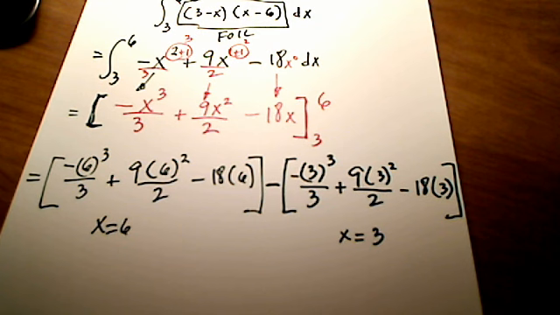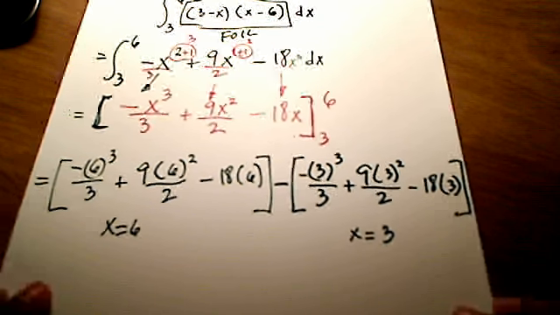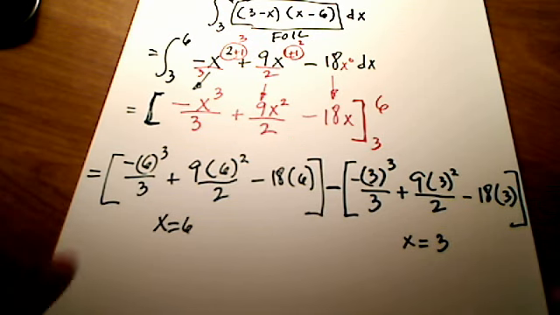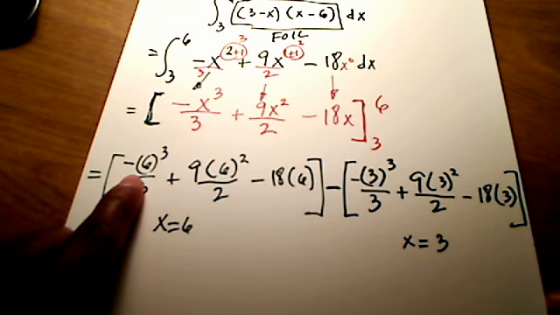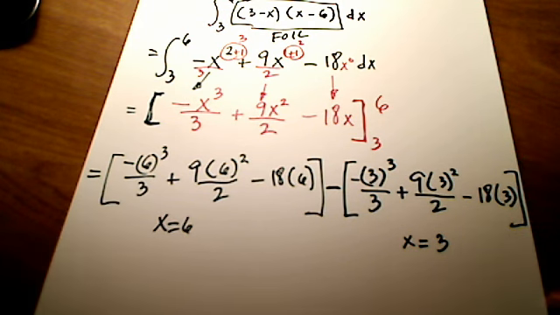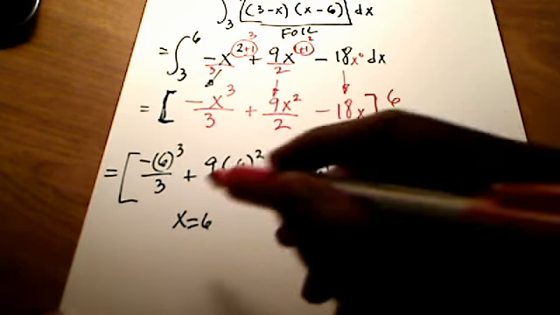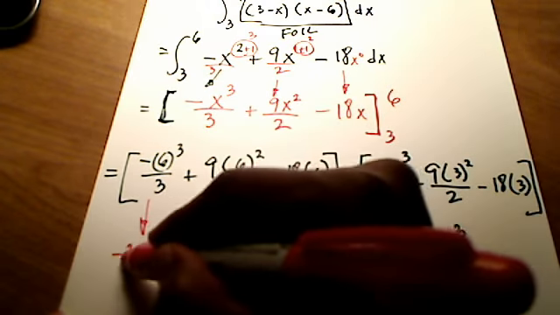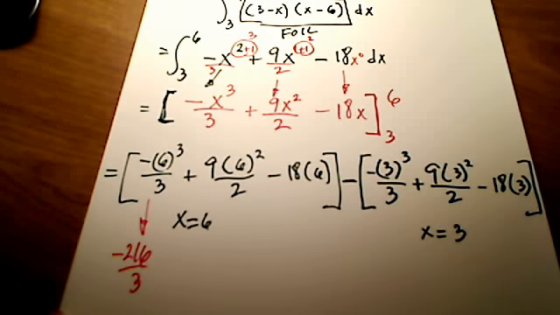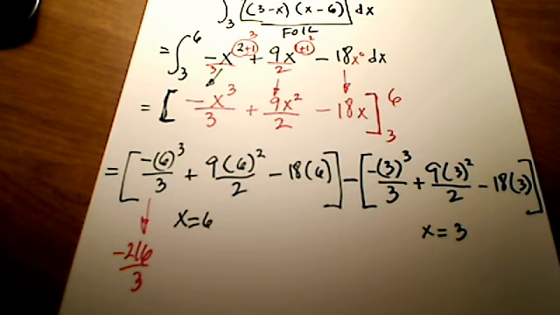Okay, so if you work this all out, and I'm going to do this pretty quickly here, I believe the numerator for this guy turned into a negative 216, right, because 6 to the third power is 216, but don't forget the negative is sitting out in front there. So this turns into negative 216 all over 3.